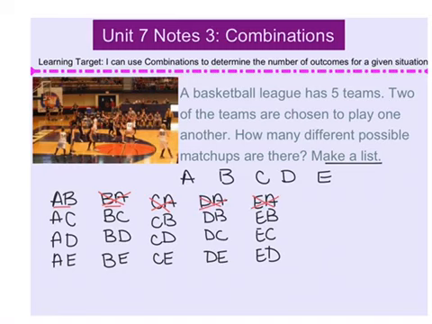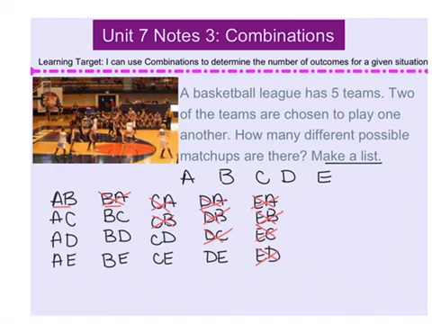Now I can look, B playing C is the same thing as C playing B, so I can really get rid of this one. And then D and B and E and B, those are all repeats. Keep looking through my list here. C playing D, D and C, same thing. E and C, same matchup there. And then lastly, I have D and E and E and D. Again, that's the same matchup. So those ones really don't matter.